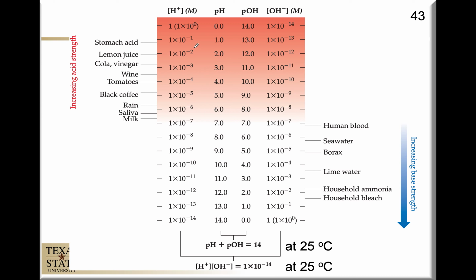Here we have higher concentrations of hydrogen ion, which leads to a lower pH value. These ones right here are acidic on this side. Right here in the center, what we have is what we would know as a neutral solution at 25 degrees Celsius, where we have a concentration of 1 times 10 to the negative 7 molar hydrogen ion concentration, and the same value for the hydroxide ion concentration, because remember that a neutral solution has an equal concentration of both of these.